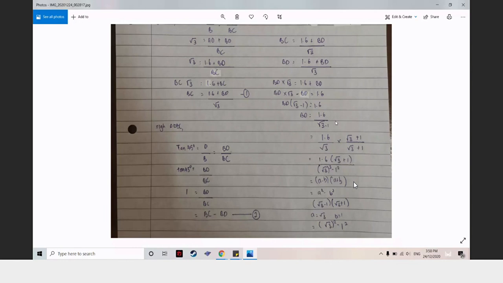Or perhaps you might want to just use a calculator because after all 1.6 is a decimal. So normally we don't mix up numbers like decimals with the exact value. Root 3 is the exact value, 1.6 is already a decimal. So just compute 1.6 divided by root 3 minus 1 in terms of decimal to find the length of BD. No need to go further down. Until there, that's the answer.